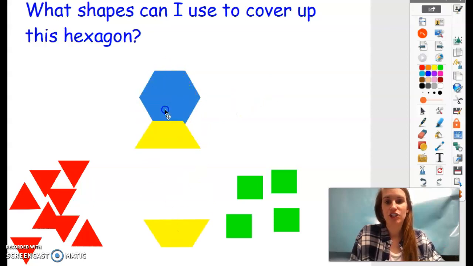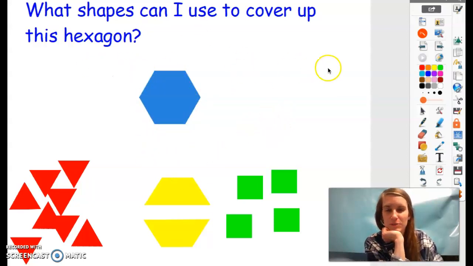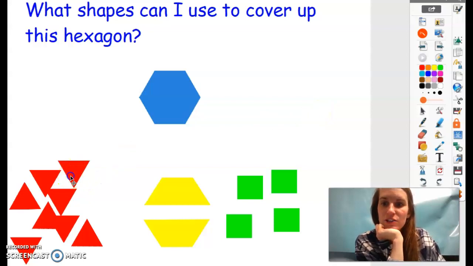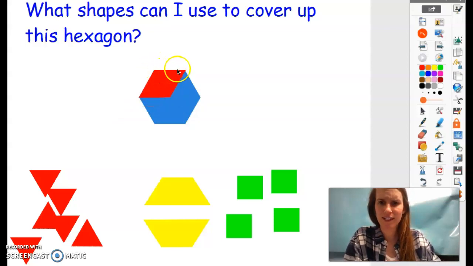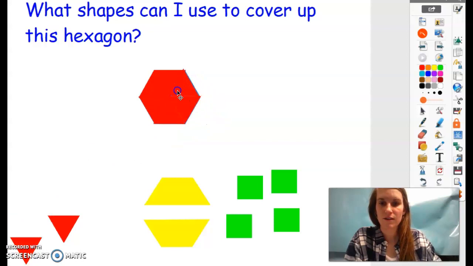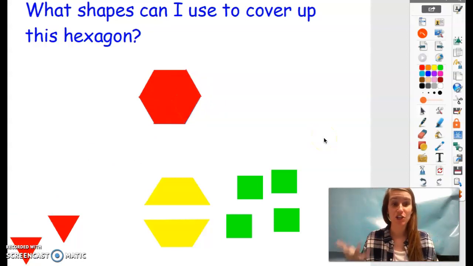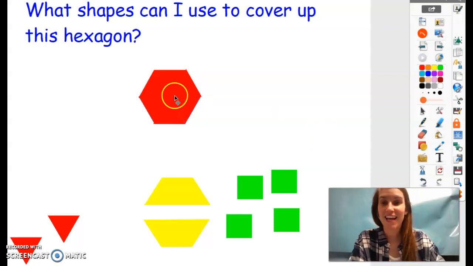Let's see if I can make any other shapes cover up my hexagon. What shape should I try and use? I'm going to try and use some triangles, okay? So I'm going to take this triangle and move it here. Ooh, I can take another triangle in a different way and put it here. Look, that looks like a rhombus right now. All right, thumbs up or thumbs down. Was I able to use triangles to make a hexagon? Yes, I was. I used 1, 2, 3, 4, 5, 6 triangles to make a hexagon.